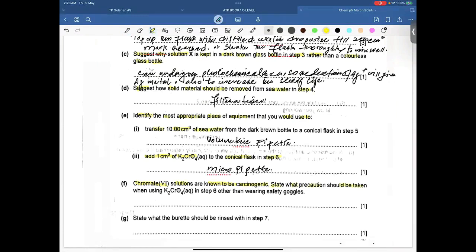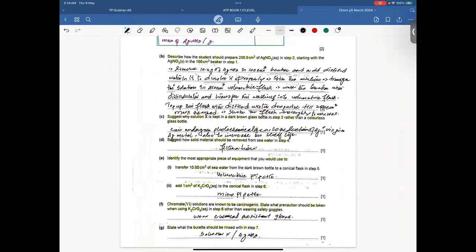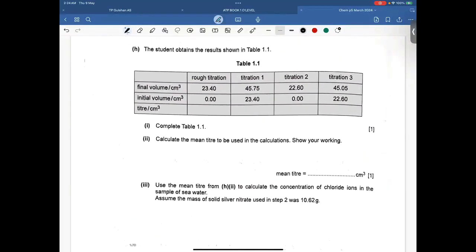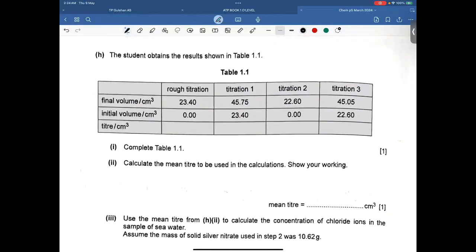State what precaution should be taken when using potassium chromate in step 6, other than wearing safety goggles. Always wear chemical resistant gloves or nitrile gloves. State what the burette should be rinsed with in step 3. Obviously, the burette should be rinsed with solution X or solution of silver nitrate. All right. It's a lengthy question, guys. How many marks? Oh, 18 marks, which is why it's very lengthy.